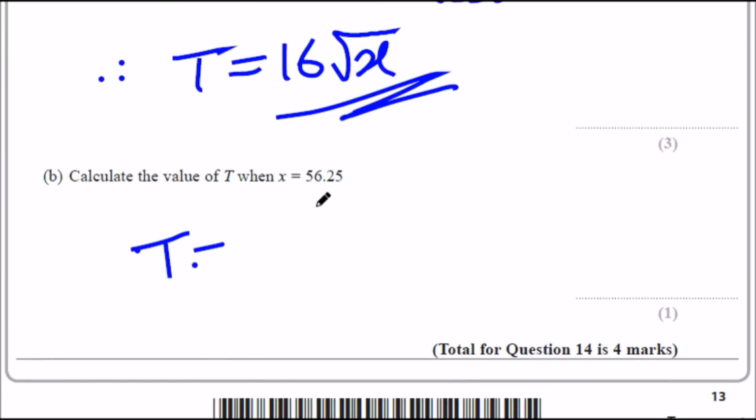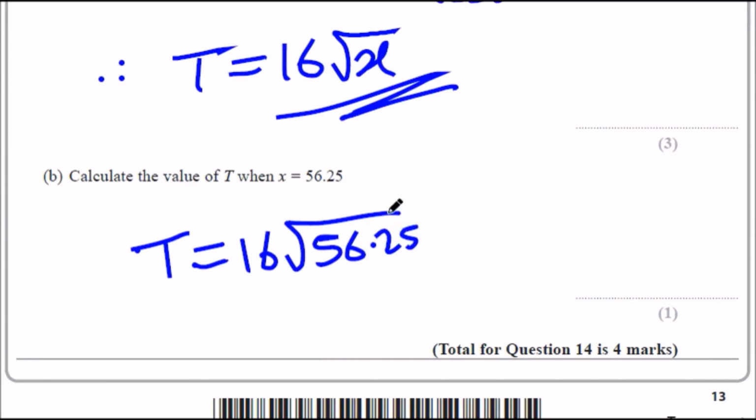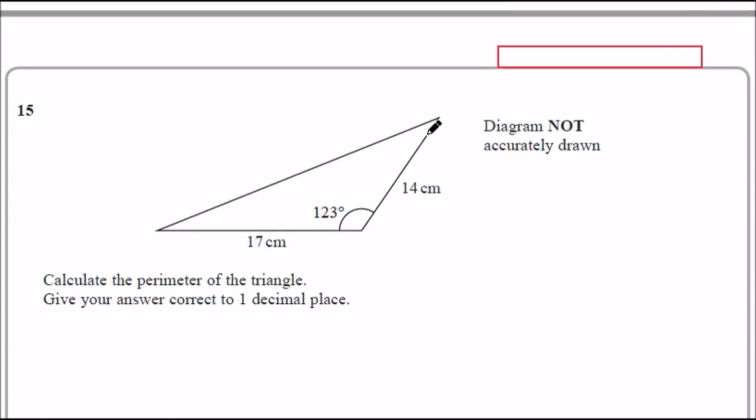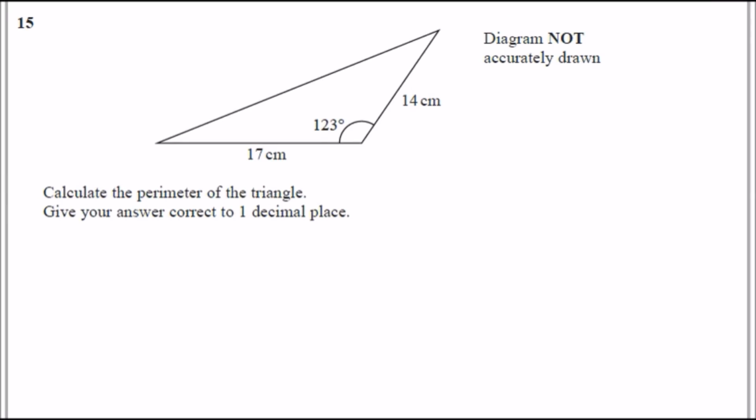Okay, you know what? Just replace. I'll just do it since we're here. It equals 16 times the square root of this figure inside. So what does that give us? So 16 root 56.25. Oh, you get 120. I wonder what that is again. So divide by 16, you get some exact answer. Okay, easy guys.